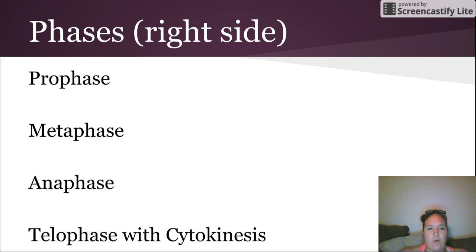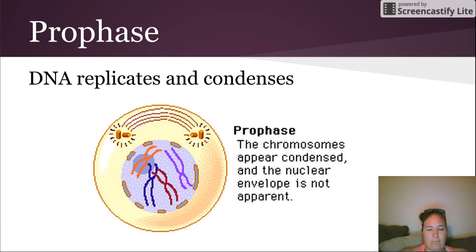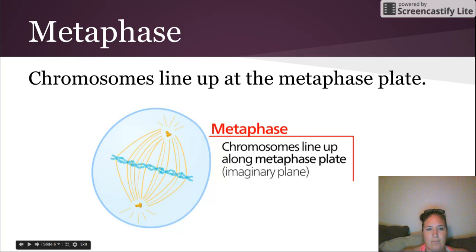So there's 4 phases we're going to talk about. And the first one's going to be prophase, and then metaphase, anaphase, and telophase. And within telophase, we are also going to talk about a process called cytokinesis. So in prophase, the DNA replicates and condenses, and the chromosomes start to appear, and the nuclear envelope that goes around the nucleus starts to disappear. You'll also notice that the spindle apparatus is starting to form.